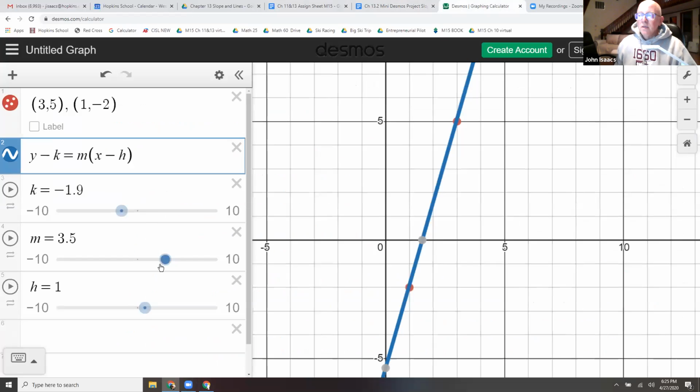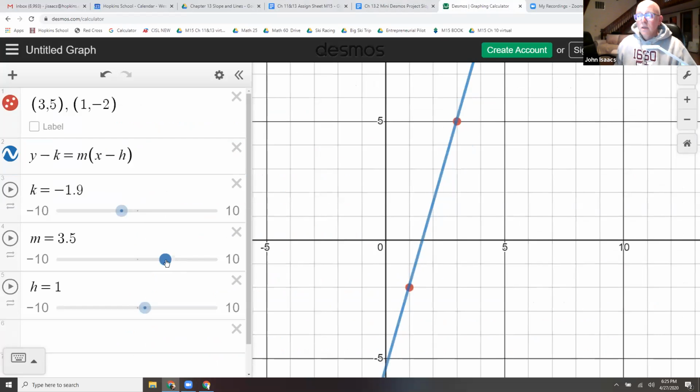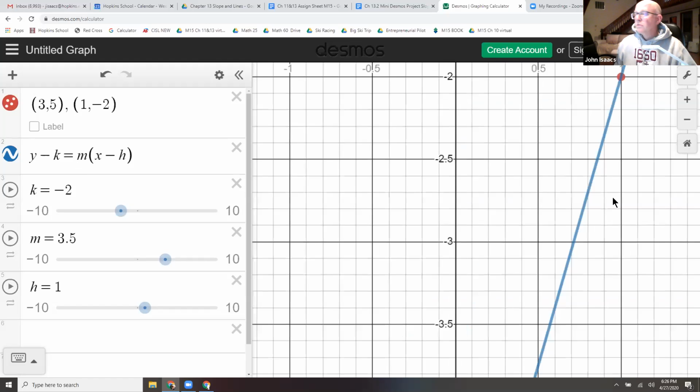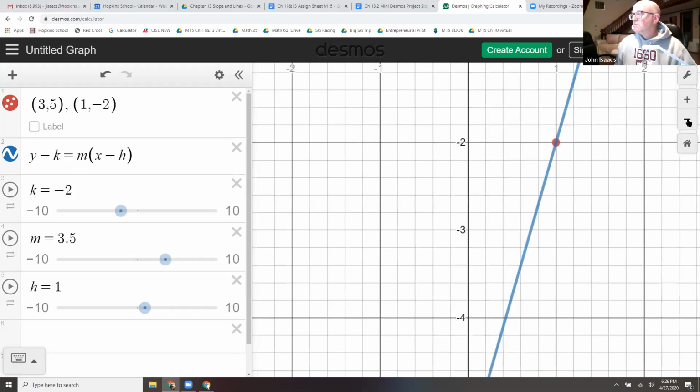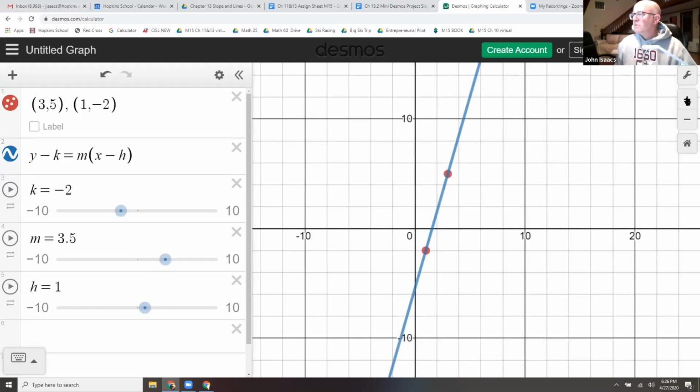I hope in doing this project that you realized that m was slope. And if you had calculated the slope, you would have calculated 7/2 or 3.5. And then I'm hoping that in order to make this go directly through the two points, you picked either 1 for h and -2 for k, or 3 for h and 5 for k. So notice right now my line is going through here perfectly. Whoa, didn't mean to do that. Let's get this back to normal, and going through there exactly where it's supposed to be.